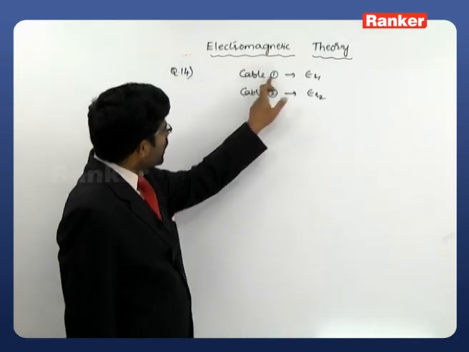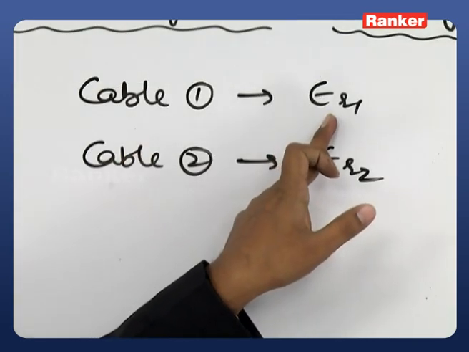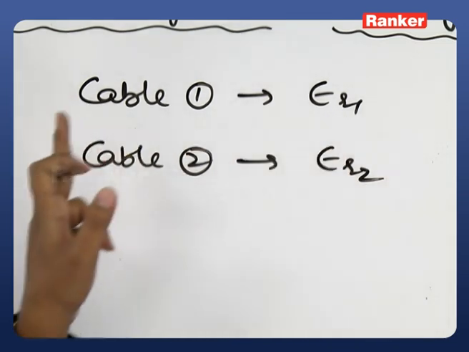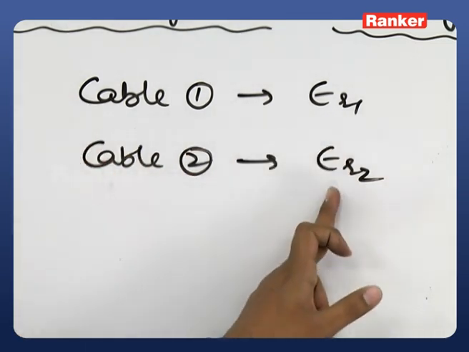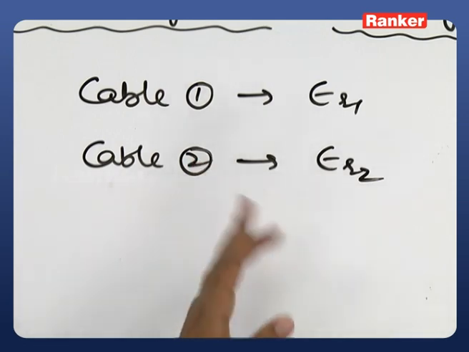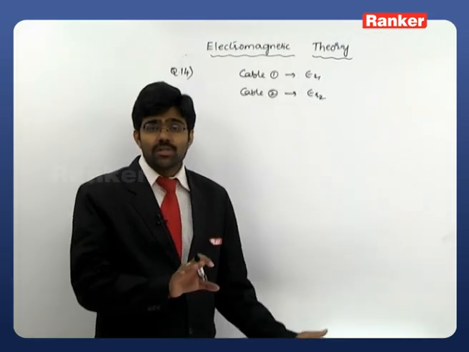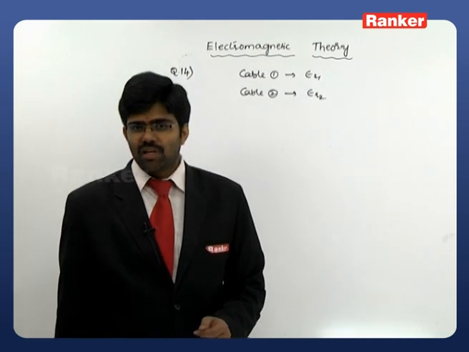Here clearly the data which is given to us is like this. Cable 1 is filled with some dielectric material with constant epsilon r1. Cable 2 is filled with some other dielectric material with dielectric constant epsilon r2. We require the ratio of wavelengths which are traveling in these two cables.